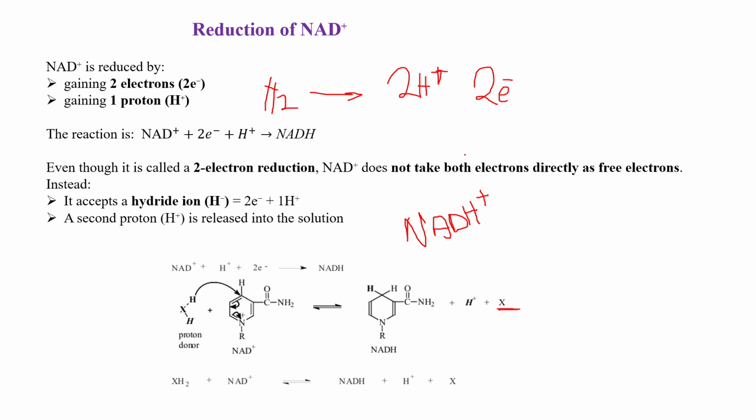So based on what I've explained earlier, you can understand this one very clearly. So this represents the total equation, where one of these protons is being released into the solution and one proton is being added to it. But in general, 2 electrons are being used. That's why we are referring to it as a 2-electron reduction.